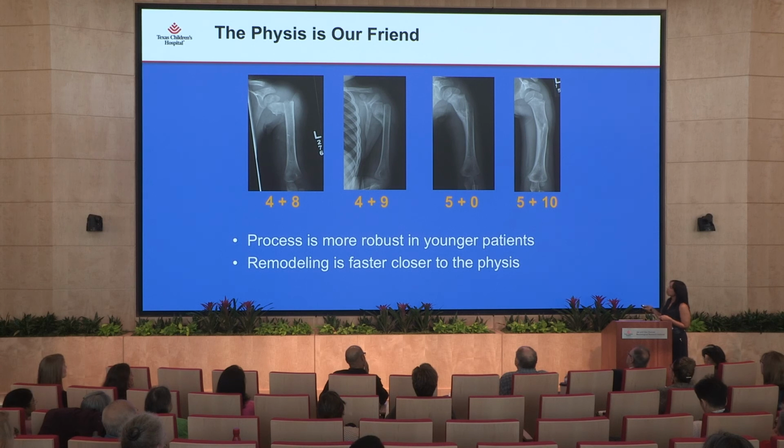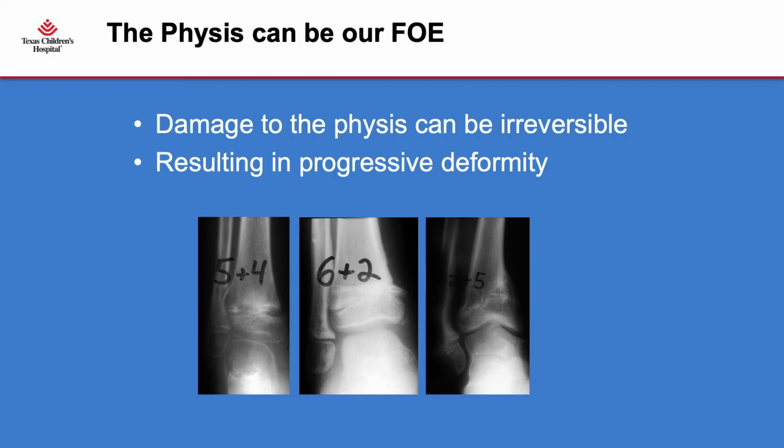It's also much more robust closer to the growth plate. So a fracture here is going to remodel much faster than a fracture in the mid-shaft of the bone, because of its location. The physis can also be our foe.